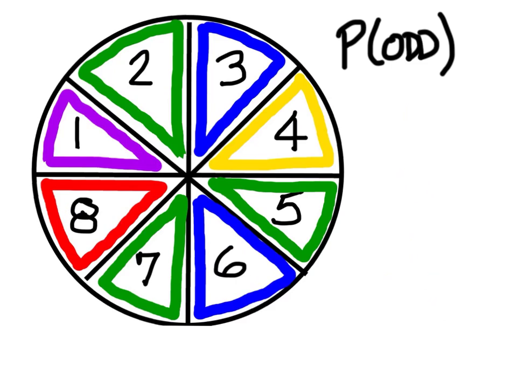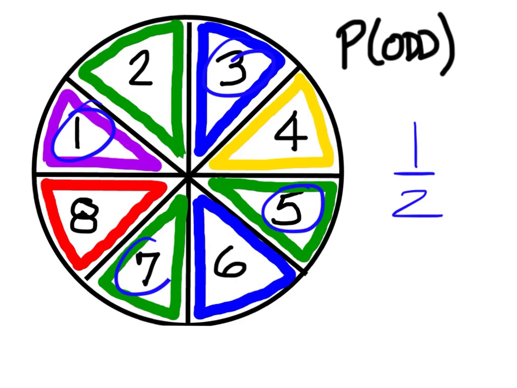What's the probability of getting an odd number? 4 out of 8, 1/2. You have 1, 2, 3, 4 odd numbers. So you would add it up to get 4, put it over 8, but it simplifies to get 1/2.